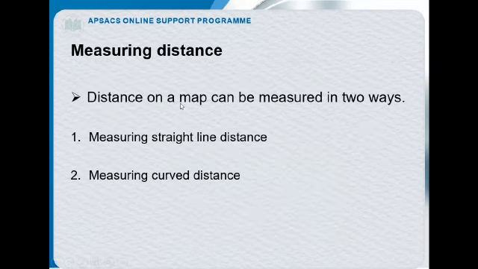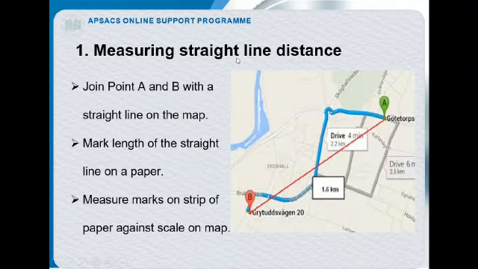Measuring distance. Distance on a map can be measured in two ways: measuring straight line distance and measuring curved line distance. Measuring straight line distance: we have three easy steps to measure the distance between any 2 points. Join points A and B with a straight line on a map. Locate the 2 points that you want to calculate the distance between, then join the 2 points by drawing a straight line. Mark the length of the straight line on a piece of paper simply, and then measure the marks on the strip of paper against the scale on the map. This way you can measure the straight line distance on a given map.